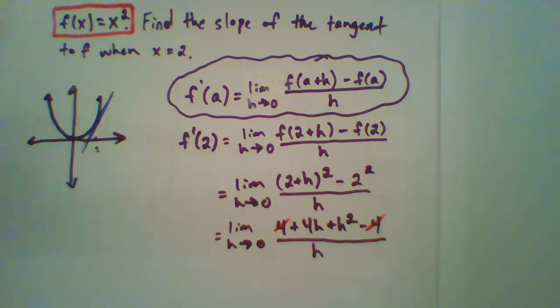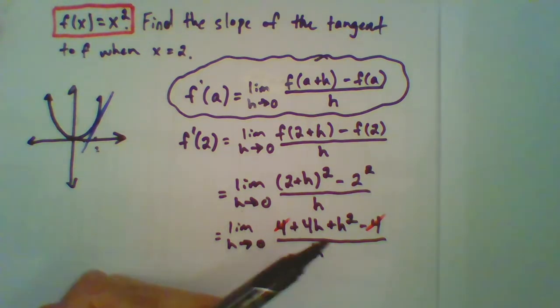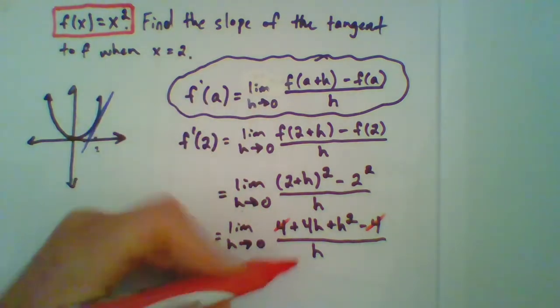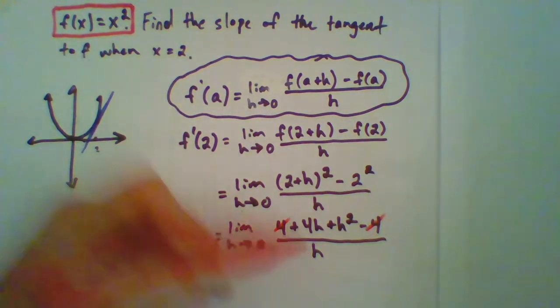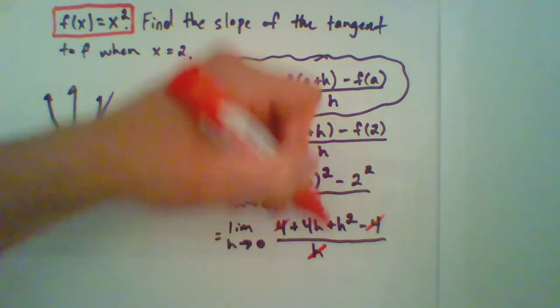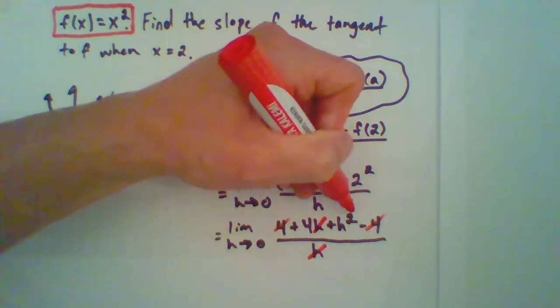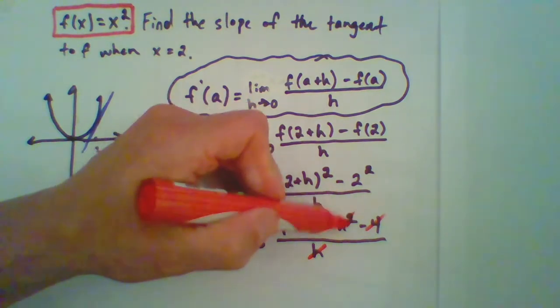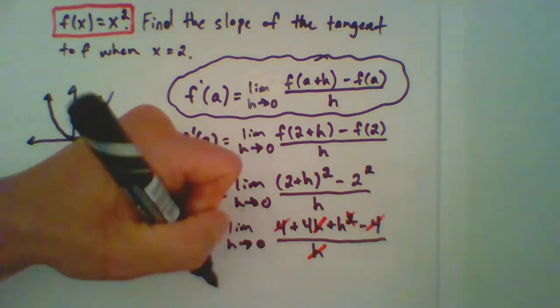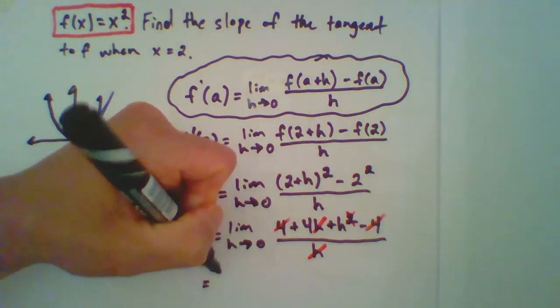What's exciting about that is this term and this term both have a factor of h. So what that means is we can cancel the h in the denominator by canceling one factor of h from each of these. So this will cancel with this h, and it will cancel one of these h's. And if we simplify all of that, it simplifies very nicely to that.